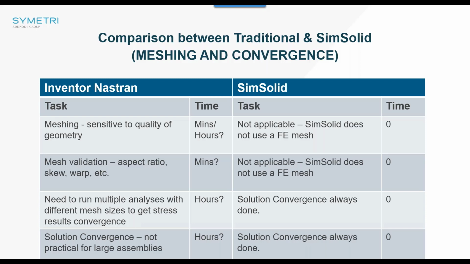So we have to run it once, twice, and then 3 times to get an idea about if the results I can believe in. On the other hand, SimSolid does this all automatically. It does not require a mesh. The meshing is irrelevant. It does an automatic convergence, so you don't have to do anything. The only thing you do is to bring the geometry in, apply the loads, the constraints, and then press run. And it takes not a lot of time, and it's very fast, as you will see in a moment.